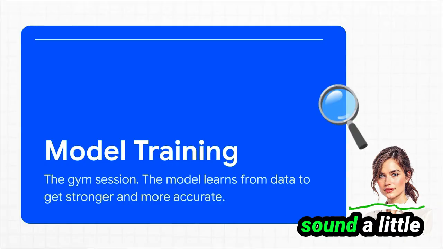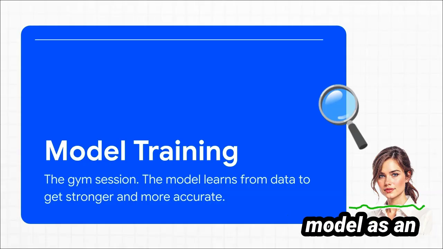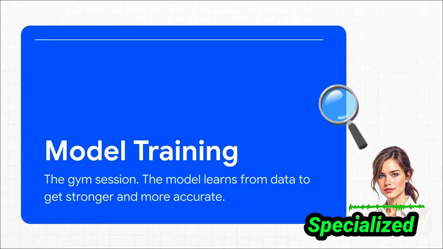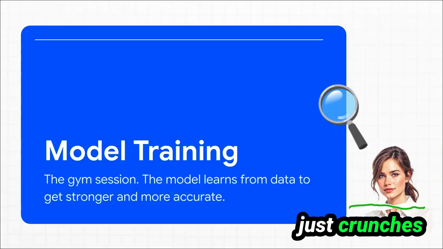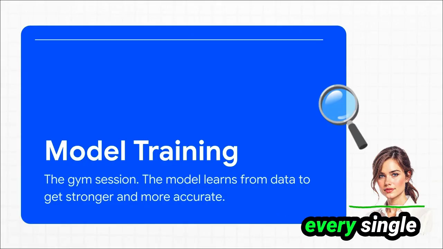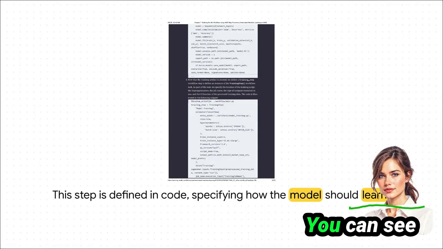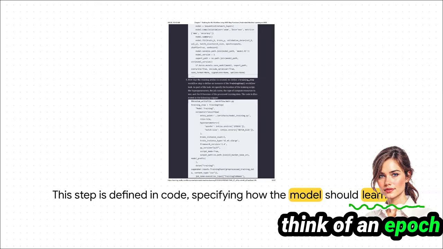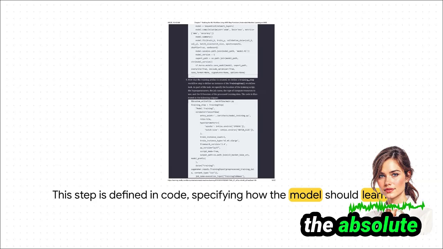Model training can sound a little technical. So let's try another analogy. I want you to picture our model as an elite athlete. That super clean data we just prepared, that's the athlete's specialized diet plan. And the training itself, that's the gym session. The model just crunches through the data again and again, learning patterns, getting stronger, and getting more accurate with every single rep. And what's so cool is that this gym session is all planned out in code. You can see it right here. We're setting these different parameters like epochs. You can literally think of an epoch as one set of reps in a workout. This tells the model exactly how it needs to train to get the absolute best result.